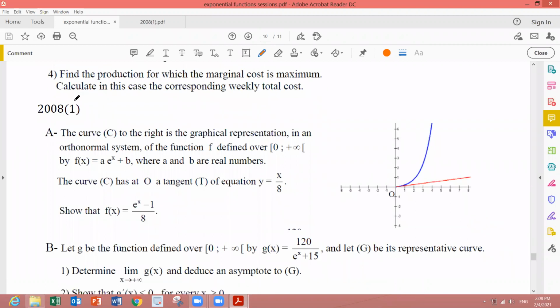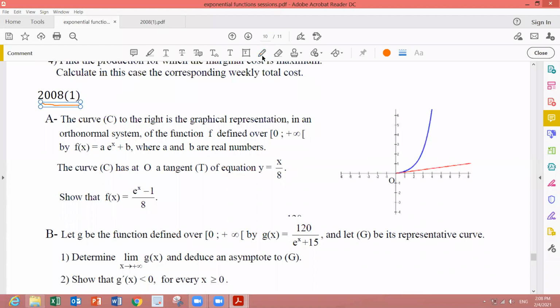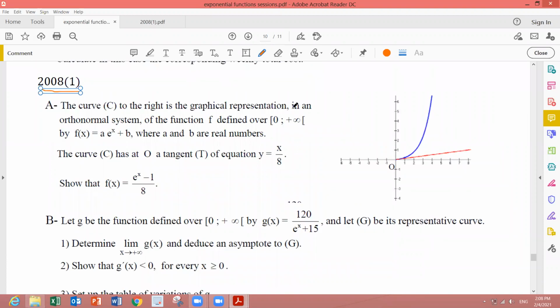Okay, today we are going to solve the last session about function 2008, the first one. To the right here, the curve C is the curve f defined over 0 plus infinity by the function f of x equal a e to the x plus b, where a and b are real numbers. The curve C admits at O a tangent T of equation y equal x over 8. How to verify f of x equals this one?